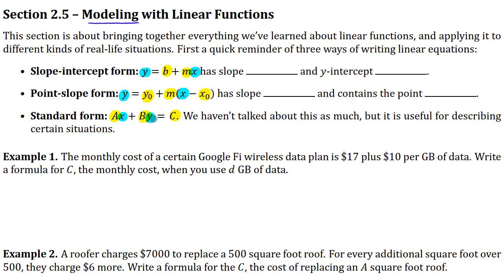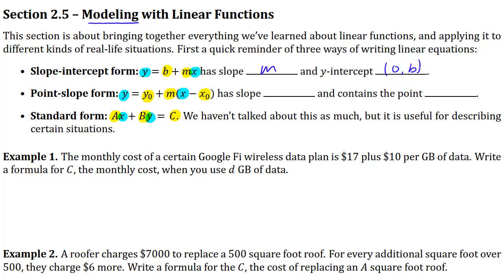Okay, so slope-intercept form tells you the slope, how much y increases every time x increases by 1. So every time x goes up by 1, y goes up by m. And the y-intercept is b. That's what you get when you plug in x equals 0. So you could also say the y-intercept is the point (0, b).